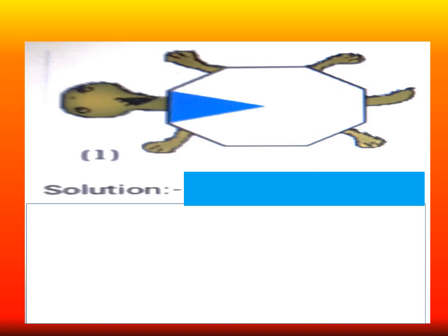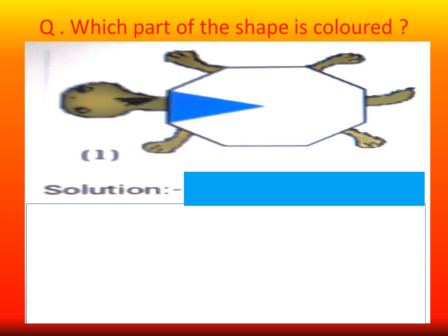Next one. Here also the shape is given to you and some part of it has been colored. Now you have to find how much part has been colored. Which part of the shape is colored? You have to write in the fraction form. So again the same way we have to do. First we have to divide this given figure into equal parts. So now divide it. This one is the first line, second, third, fourth. Now it is divided into equal parts.